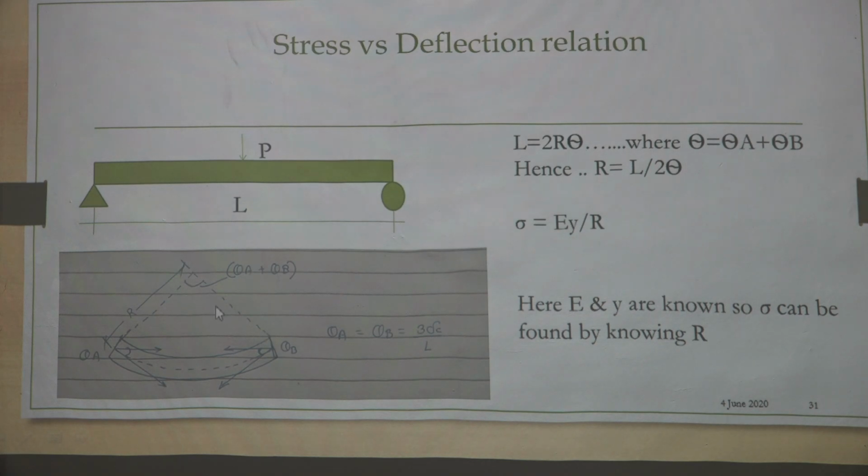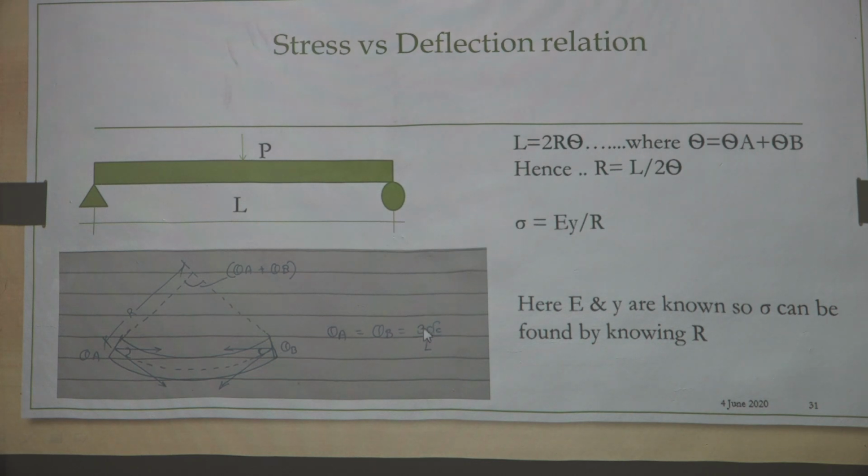I have drawn here the deflected shape of this beam considering the point load, and the maximum angle will be subtended at these particular points, theta A and theta B. The theta is the slope. Theta A and theta B should be equal, as the structure is symmetrical on the left half section and the right half section of the point load. Therefore, theta A and theta B will be 3 delta C divided by L.